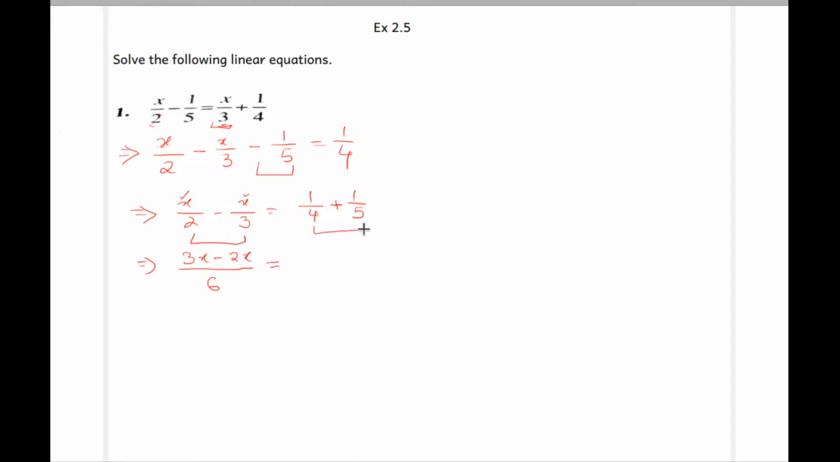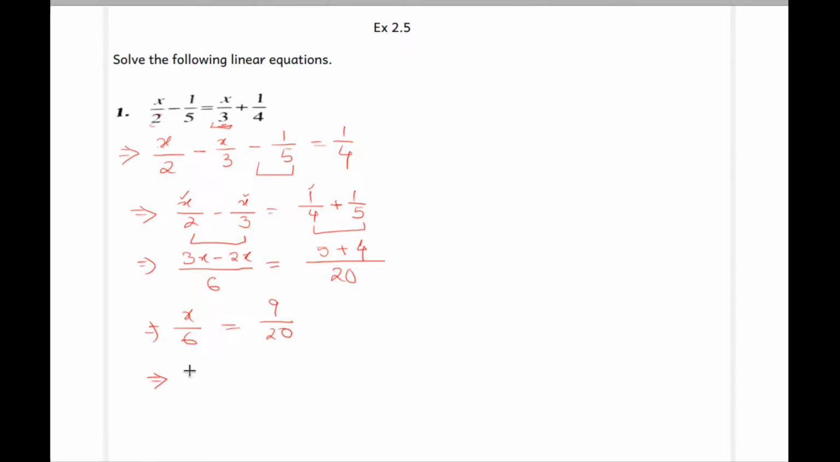So here the LCM of 4 and 5 is 20. Similarly, here the denominator is 4 and here it is 20, so we have to multiply it with 5, because 4 fives are 20. So 5 multiplied by 1 is 5, plus here it is 5 and it is 20, that is 4, 4 multiplied by 1 is 4. So this is x/6 equals to 9/20.